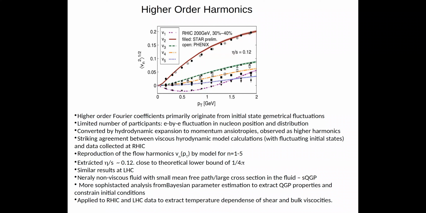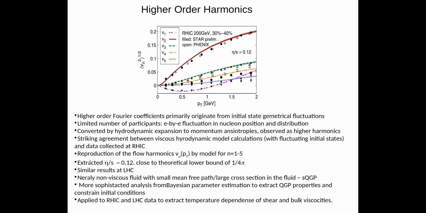It is of the order of 0.12 or 0.2, which is very close to the theoretical lower bound of 1 by 4 pi. Similar results have been observed at the LHC, which ultimately tells you that a nearly non-viscous fluid with a very small mean free path, or large cross section in the fluid, is being produced both at RHIC and LHC. This is like a perfect fluid. So the QGP produced at RHIC or at the LHC behaves more like a liquid than like a gas. That is why sometimes this is called a strongly coupled Quark-Gluon plasma, or sQGP.